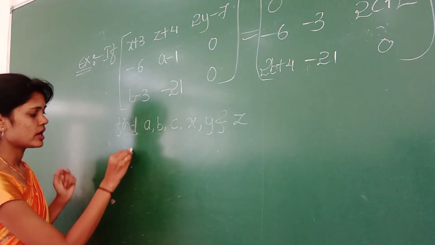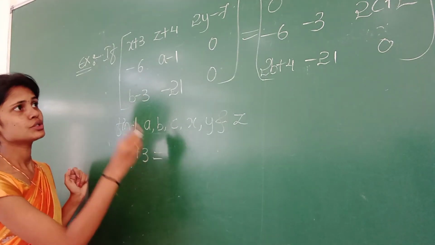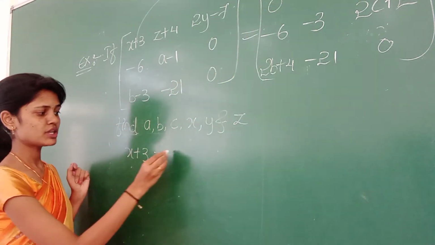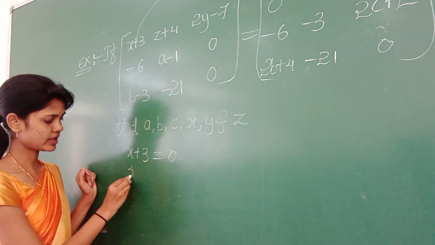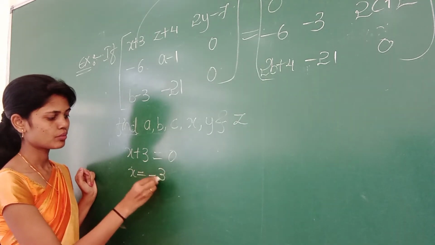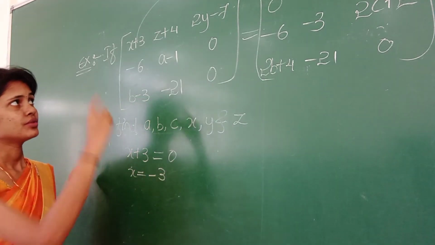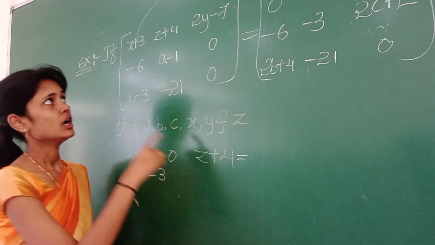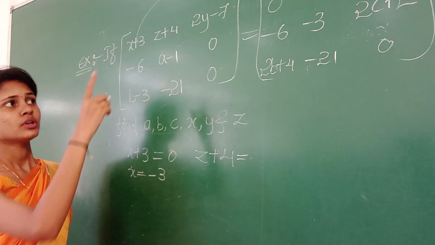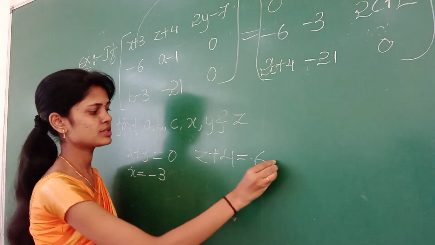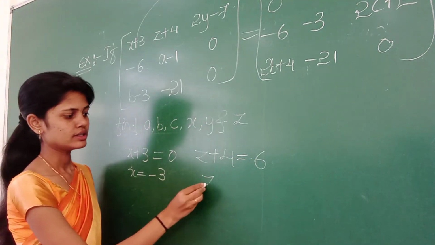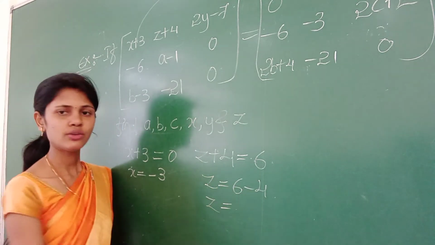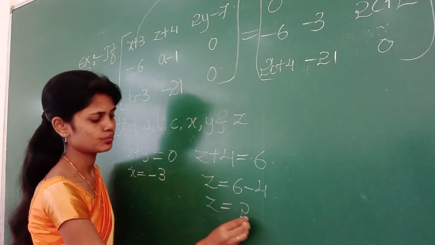So x plus 3 is equal to the corresponding element, which is 0 here, right? x + 3 = 0. Then we can write x = -3. And z plus 4 corresponds to 6. So z + 4 = 6 and z = 6 - 4. So the value of z is 2, right?